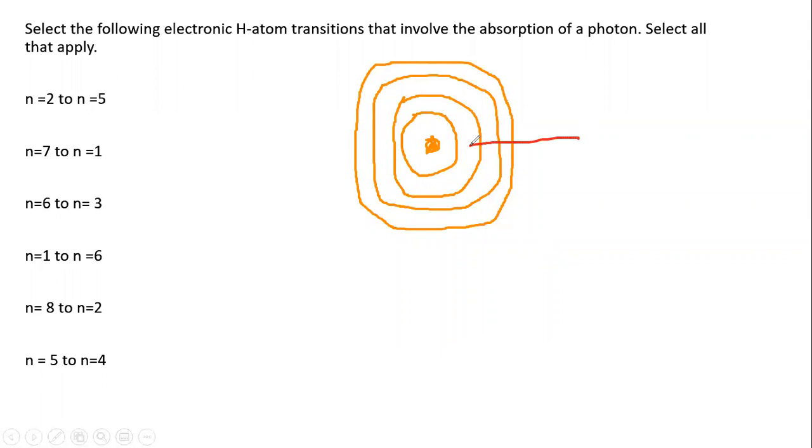So the first energy level is n equal 1. That's called the ground state. And then after that it increases to n equal 2 and so forth.